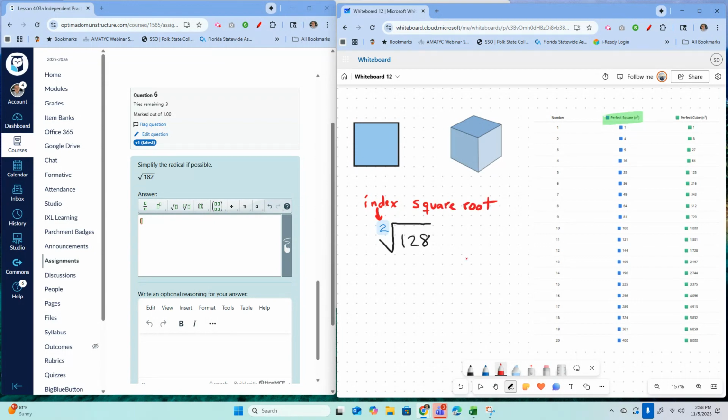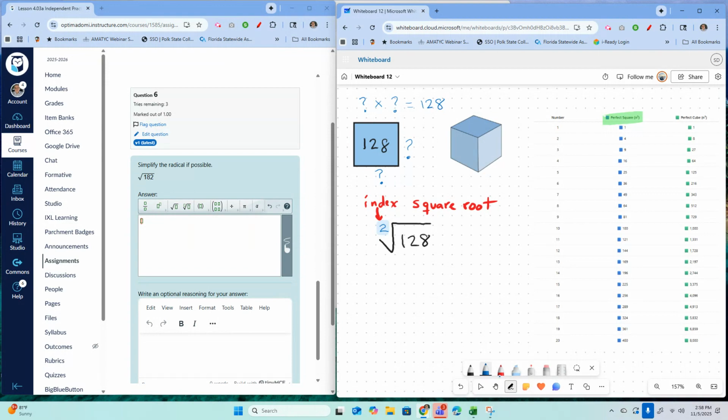Okay? And basically, you're going to imagine a square where inside the square you have the number 128. And you're looking for a number. Remember, all the sides of the squares are the same. You're looking for a number, so when you multiply it times itself, it will give you 128.